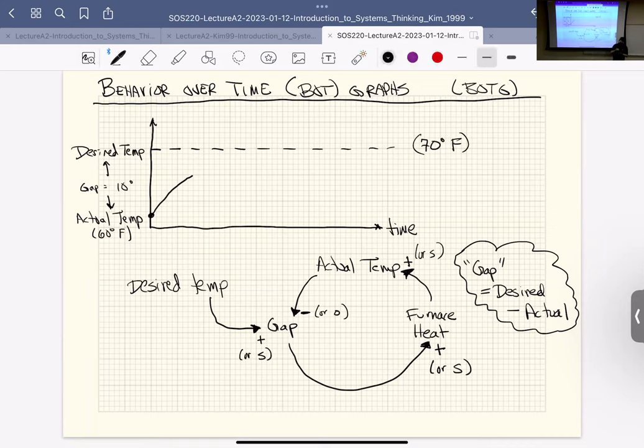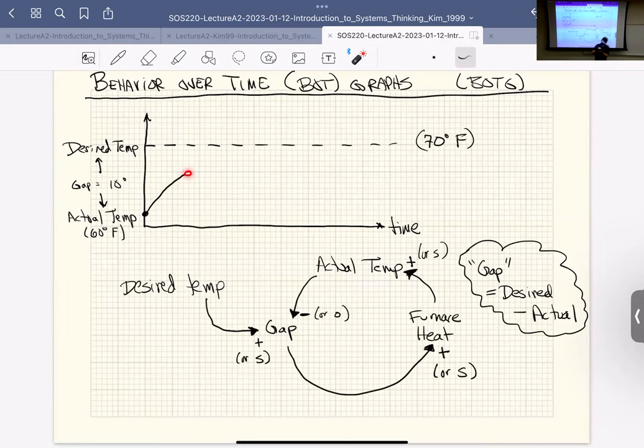All right, so this behavior over time graph is going to explain the pattern of events, I guess you could say, that's generated by this system. I can imagine that over time, this temperature is going to go up and maybe it'll hit the desired temperature and just be flat. That's maybe what we would ideally want. But let's imagine that as I turn the furnace heat up, it takes a while for the actual temperature to change, but everything else is pretty much instantaneous.